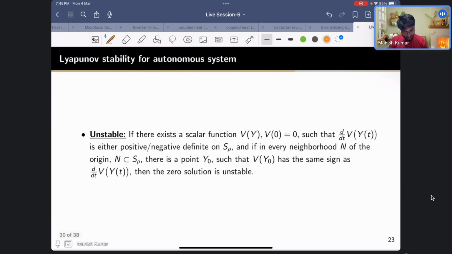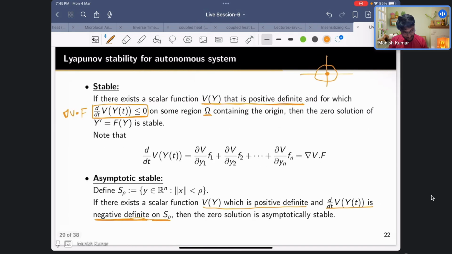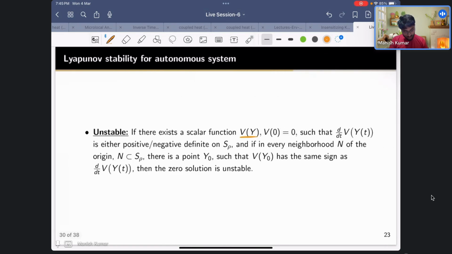For instability, suppose you have a scalar function V. In all these theorems you have to find V; if you can find V with these kinds of conditions, then you can say something. Instability means there exists a scalar function V, with this condition obviously, such that this function, which earlier we said has to be less than or equal to 0 or strictly less than 0 depending on whether the point is stable or asymptotically stable, but here it does not matter whether it is strictly positive or negative, we don't care.